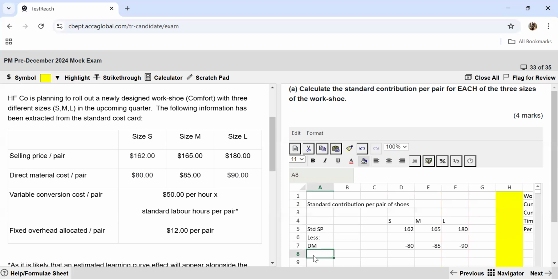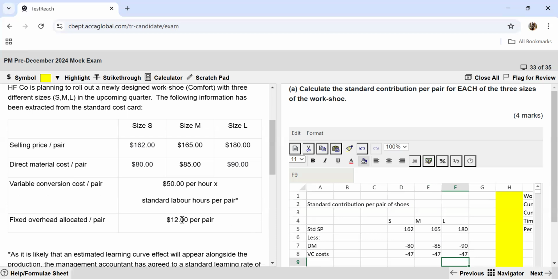Now let's see over here with respect to the variable conversion costs. Over here, we have found it out for every hour. So we are going to take it as 47. Right, so this is what we subtract from this over here.